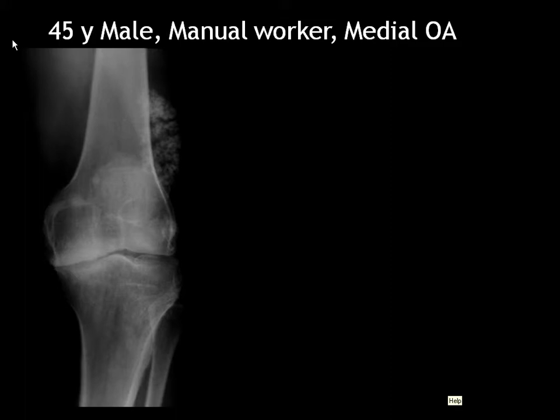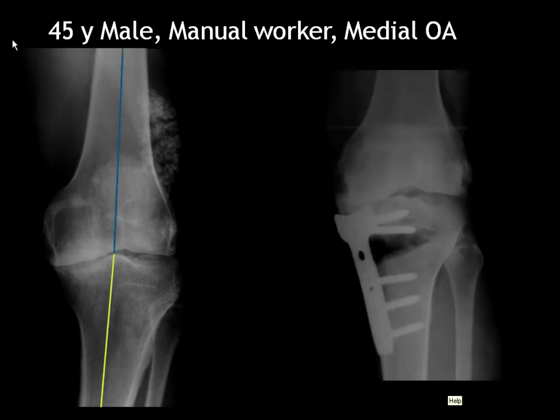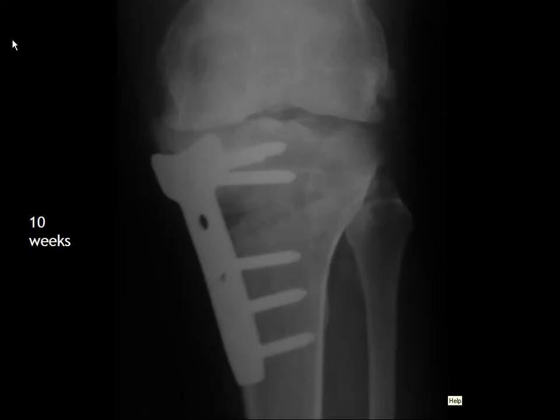So next, we go to the next slide. This is a 45-year-old male patient who's a manual worker. So obviously, the age made a big difference with you, okay? So you cannot offer a total knee replacement. If he is 65, we'd all agree on a knee replacement. But this patient, you can. He's still got 15 years of hard work. And so we proceeded to do a high tibial osteotomy to this patient. And this is 10 weeks afterwards.